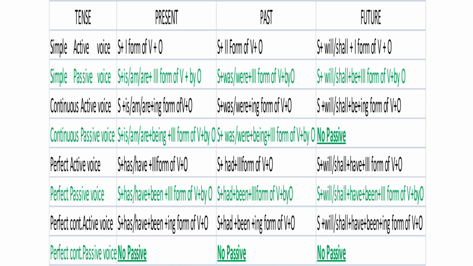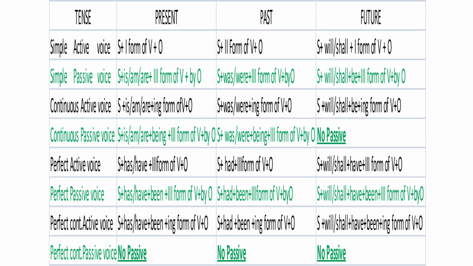Now, when you see the chart, be careful as to what is the tense of the sentence and which rule will be applicable to it. For example, Hunter kills the tiger. Here, kills is in simple present tense. Now when we are changing it into passive, it will become the tiger is killed by the hunter. Now the structure will be subject plus is/am/are plus third form of verb plus by object.